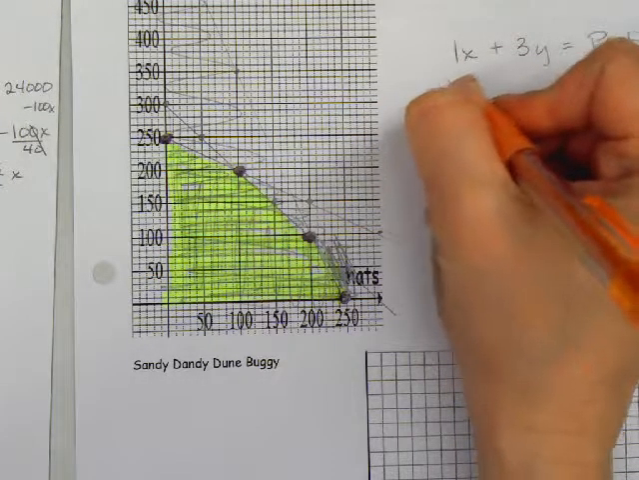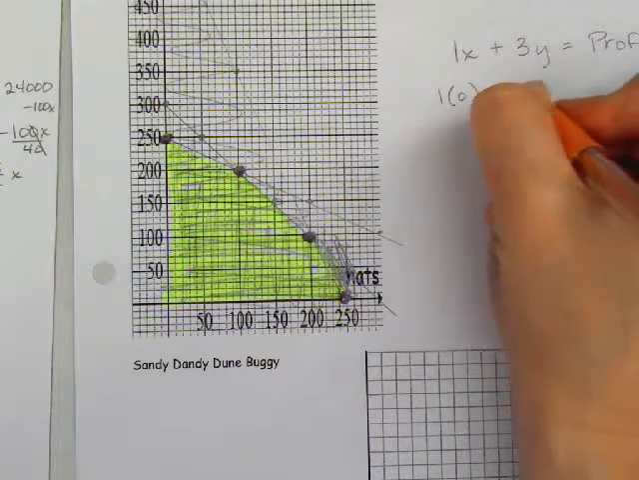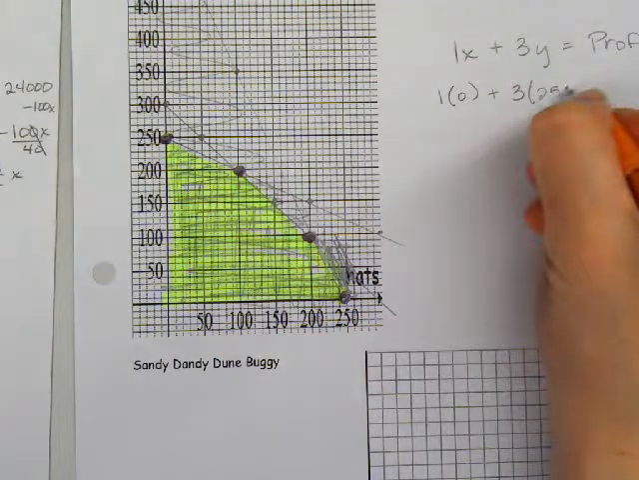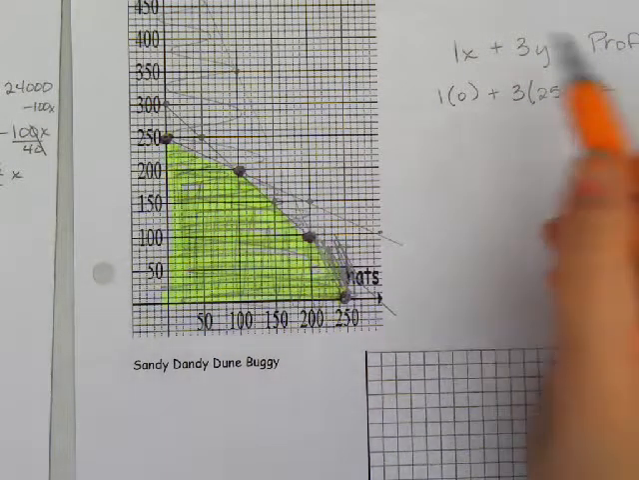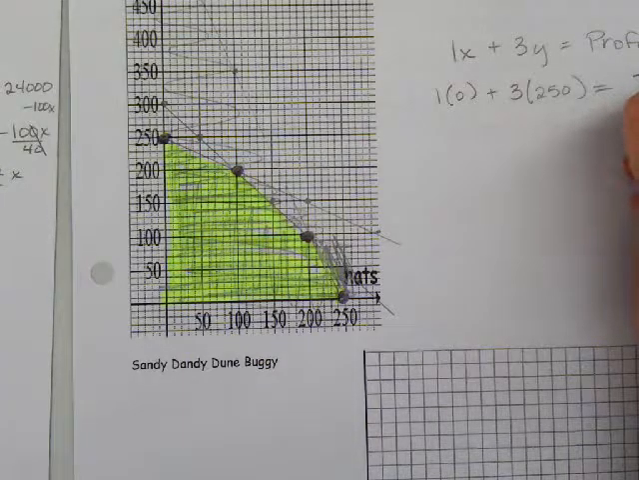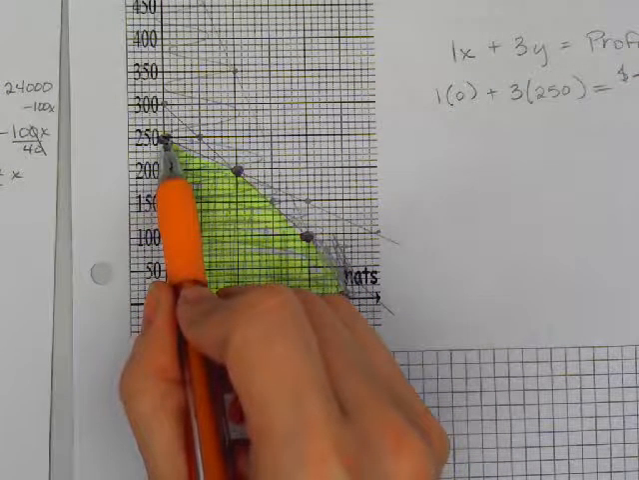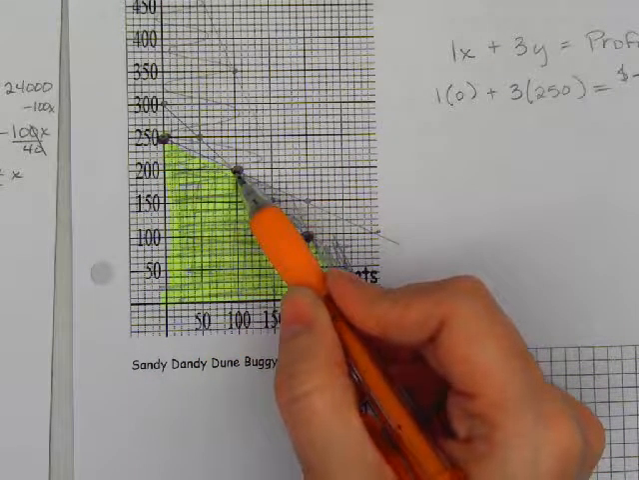So our best option, the way that we're going to maximize our profit, is going to be by making 0 hats and 250 shirts. So that's our combination that we're looking for, 0 hats, 250 shirts. So that's that front page. That's kind of the general idea.